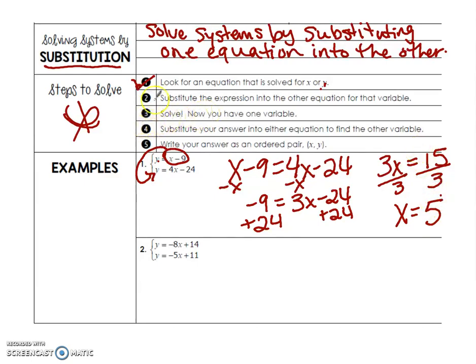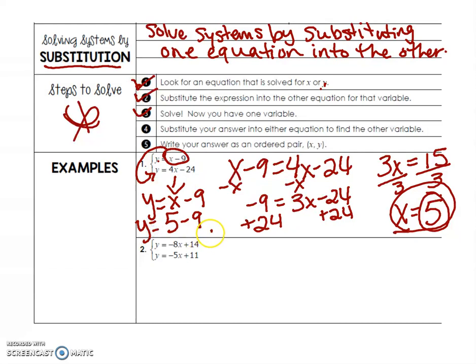Now we have substituted in and solved because we had one variable. Now we have to substitute this back in to one of our original equations. Okay, I'm going to pick the top one because it's easier. So we have y equals x minus 9. So now we have an x, so we're going to substitute 5 in for x. We have 5 minus 9 equals y. So y equals negative 4. So my ordered pair for step number 5 is x, which is 5, y, which is negative 4. Now, you can always plug these back in to make sure that they work for both equations.